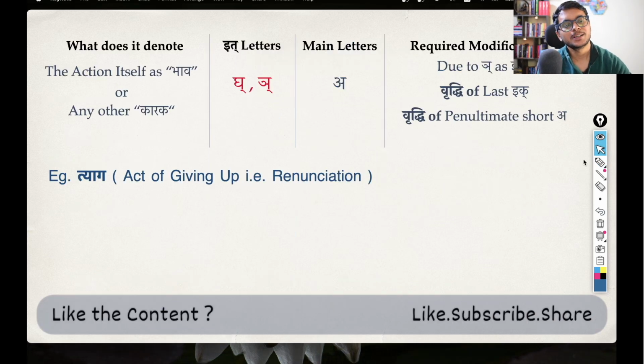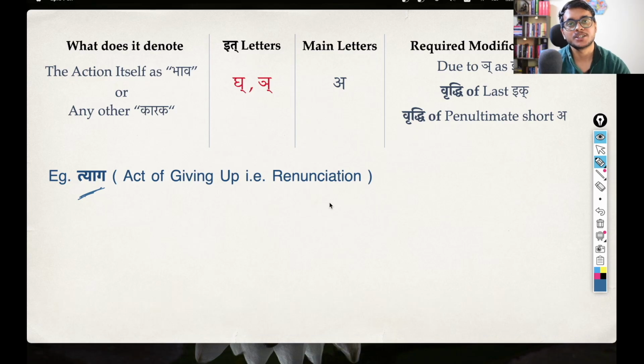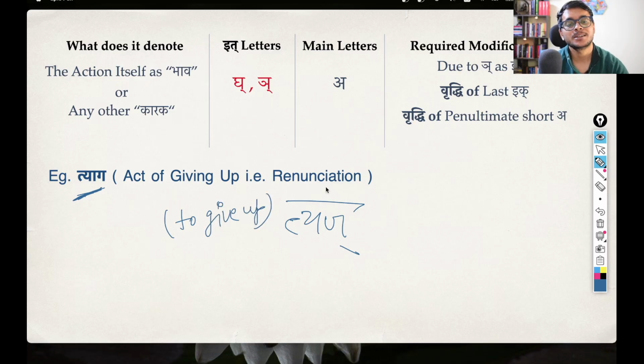And now with this, let us take our first example. That is tyaga. Again, a very common word, tyaga. Tyaga means act of giving up. An act of giving up basically means renunciation, right? It is coming from the tyaj dhatu. Tyaj dhatu means to give up. And the act of giving up, that is renunciation, is represented using this word tyaga.